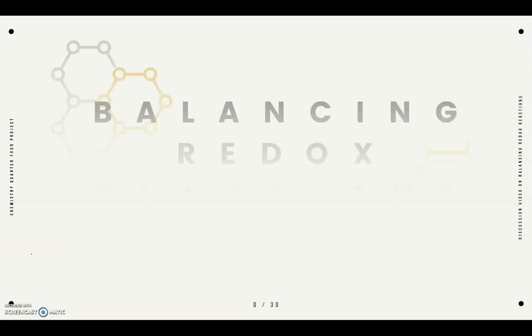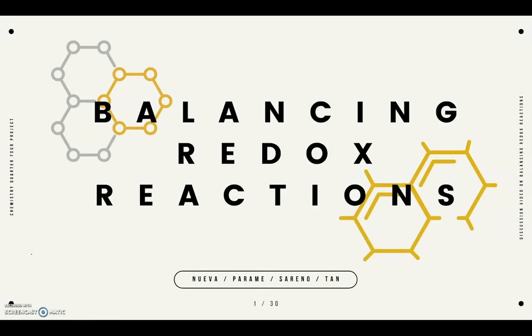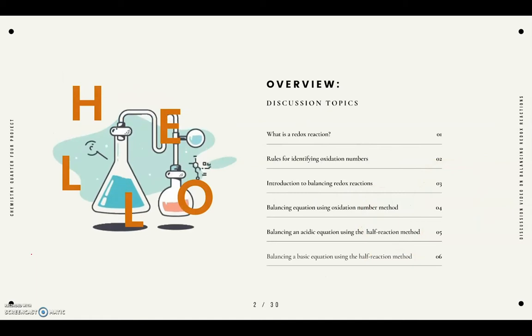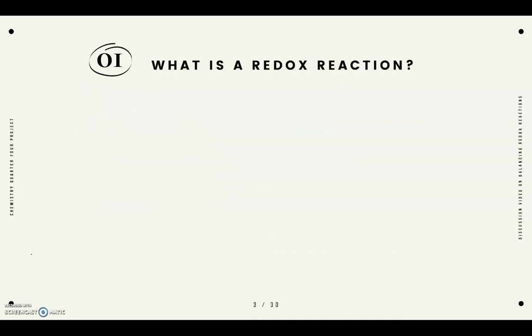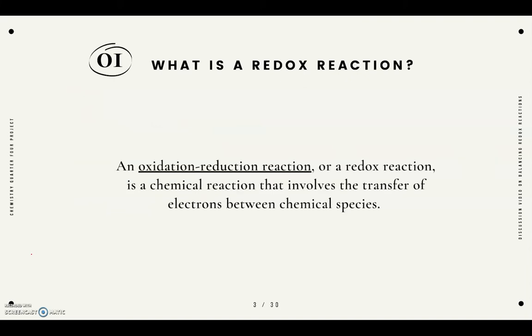In this video, we will talk about balancing redox reactions, and these are the topics that we're going to discuss. Before anything else, let us first learn what a redox reaction is. An oxidation-reduction reaction, or a redox reaction, is a chemical reaction that involves the transfer of electrons between chemical species.